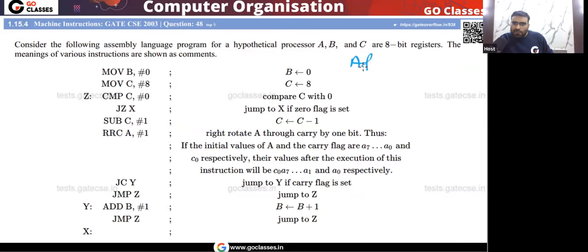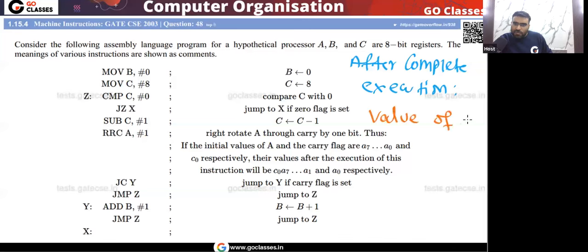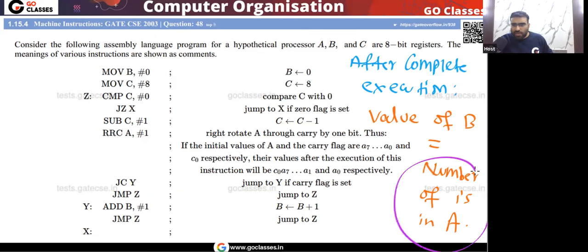After complete execution, the value of B will be equal to the number of ones in A. Yes or no? The value of B will be equal to the number of ones in A. Okay. Anyway, if you did not understand, don't worry. But this is your answer. Is this clear? This is the simple idea.